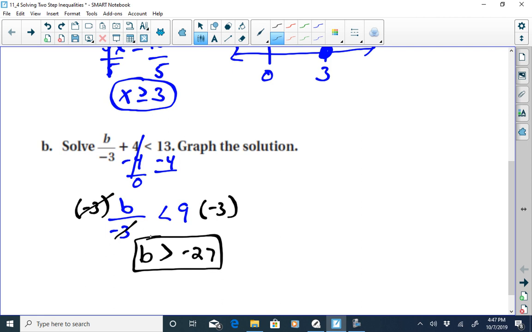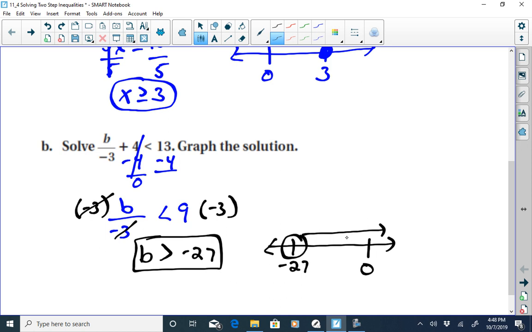I want to check that solution. So let's go to our graph. I want to graph the solution. Here's 0, and negative 27 is going to be to the left of 0. It's going to be an open circle at negative 27. My solutions are going to go to the left.